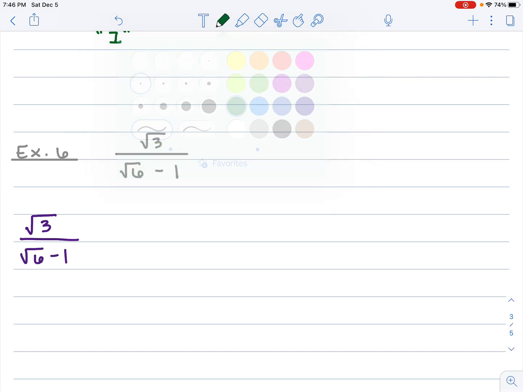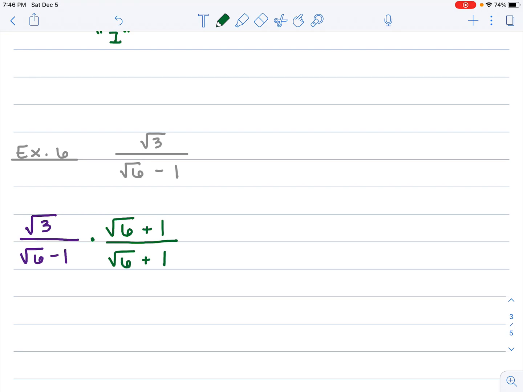What we're going to do here is multiply it by radical 6 minus 1. So it's that denominator, but the only difference is that I changed the sign in between. All right, this is what we call the conjugate. It's the conjugate form of 1 where you change that sign.